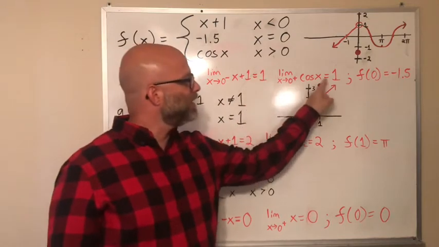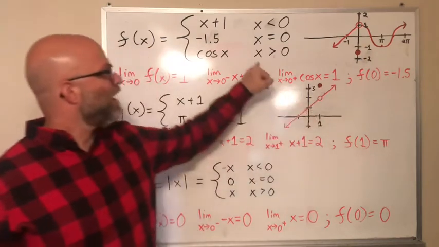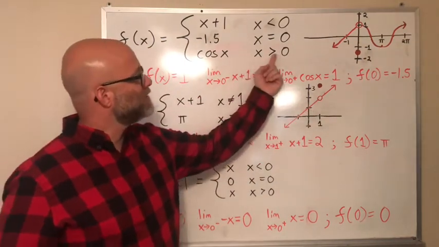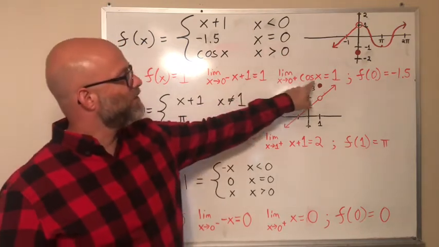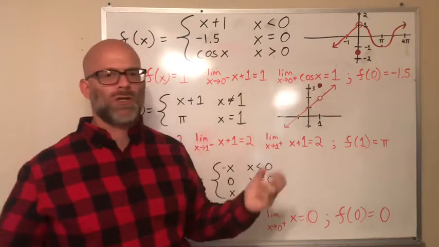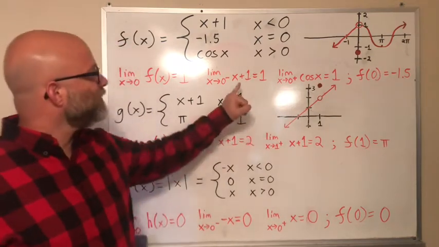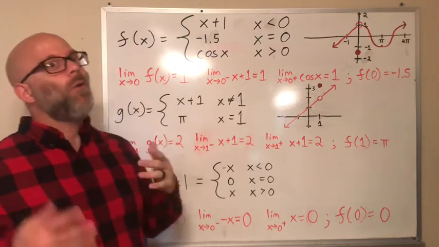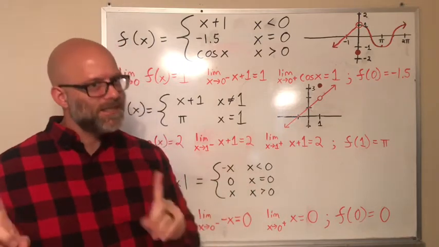How about the right-hand limit? Well, for the right-hand limit, as x approaches 0 from the right, I've got to use this function, don't I? Yes, of course, because x is greater than 0. So the limit as x approaches 0 from the right of cosine of x equals, well, how do you handle this? You plug in 0 into the cosine function. Cosine of 0 is 1. You know that. If the left-hand limit and the right-hand limit are both equal to 1, then the two-sided limit equals 1. Good.